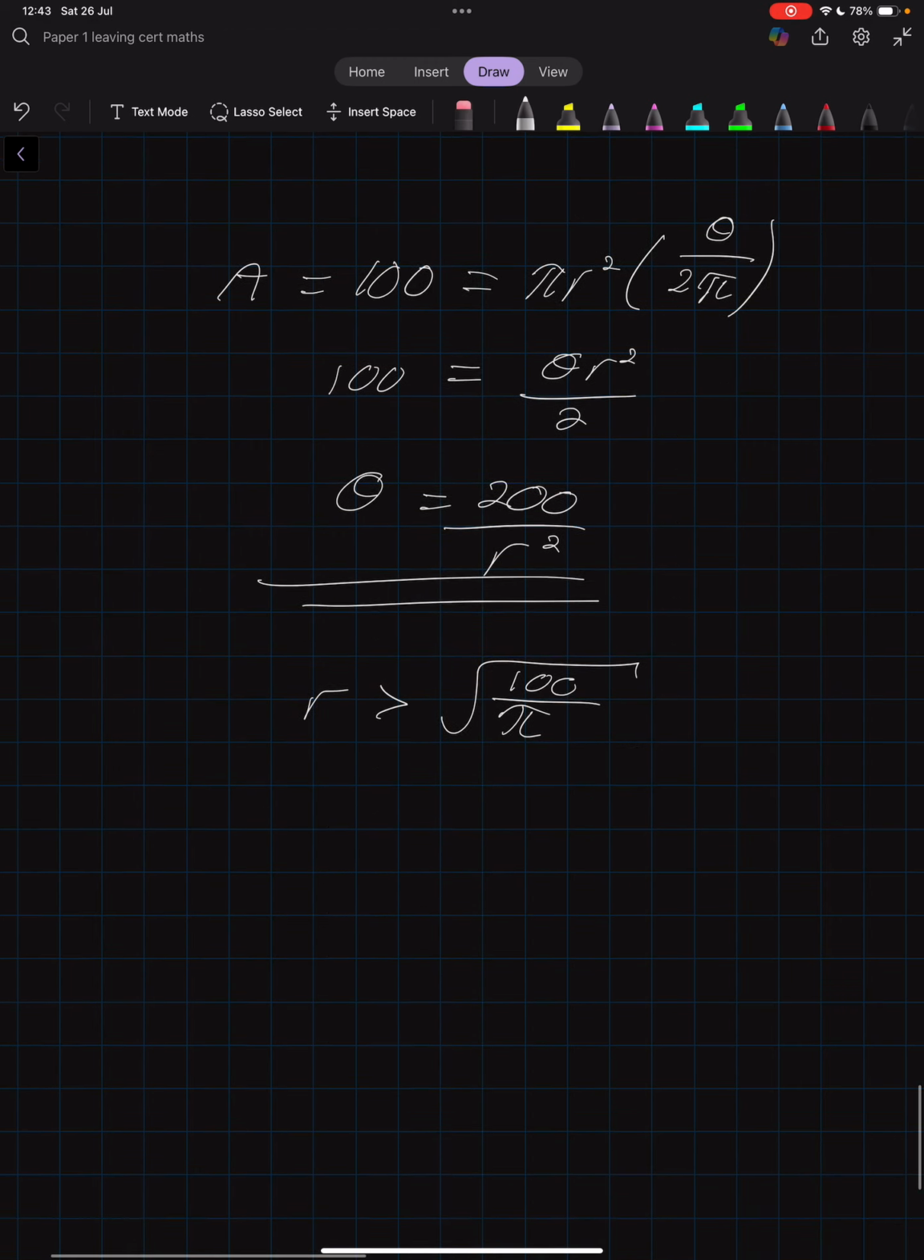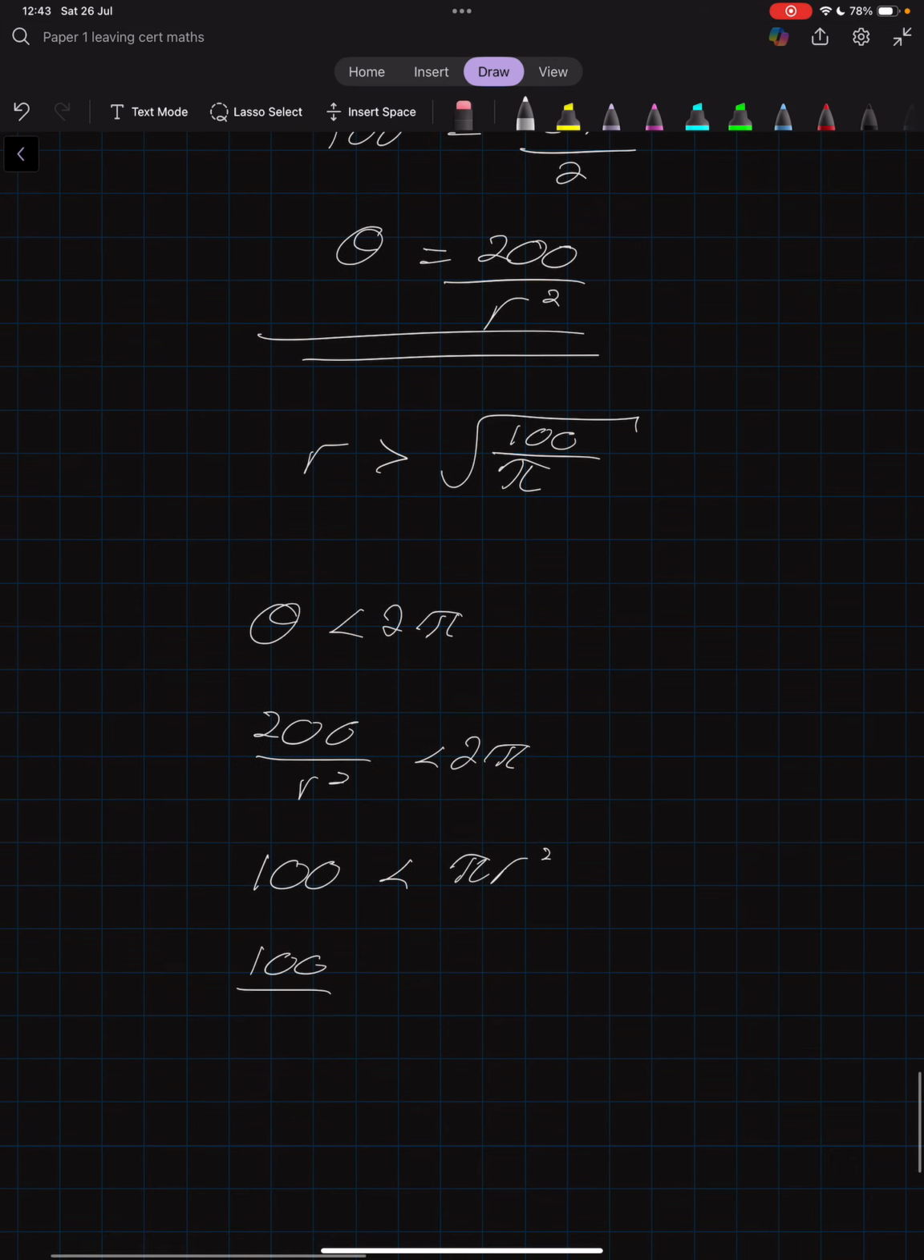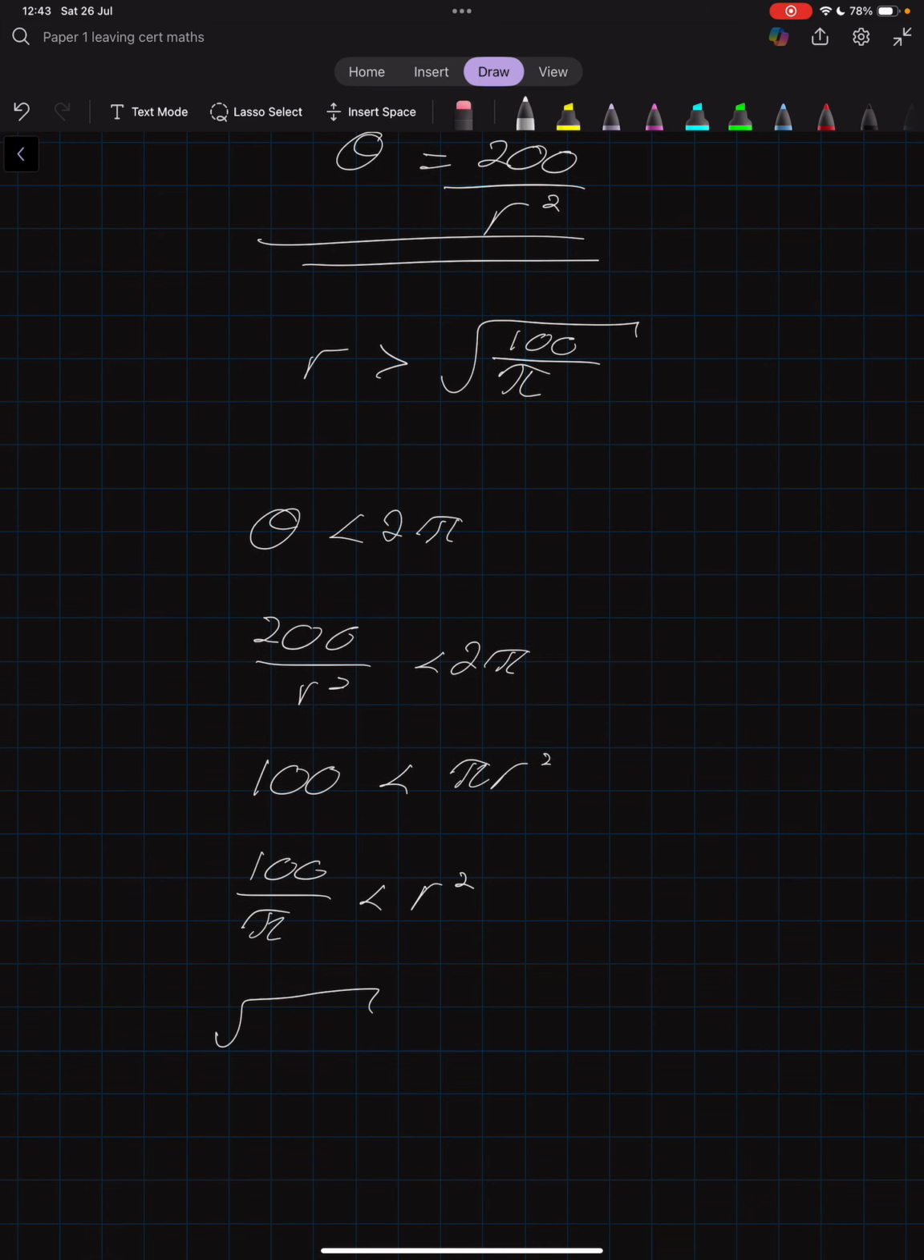Okay? So if theta is less than 2 pi, this means that 200 over r squared has to be less than 2 pi. So if I multiply both sides by r squared and divide by 2, I get 100 has to be less than pi r squared. Or 100 over pi has to be less than r squared. Square root both sides, root 100 over pi has to be less than r. So r has to be greater than this. Okay?